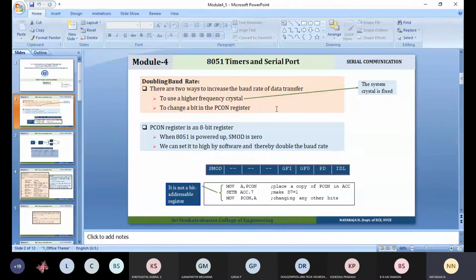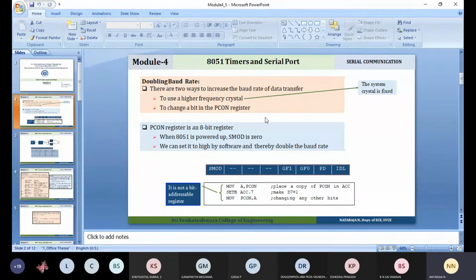Equivalent to that, we would get another system configuration. In order to change the frequency, we would use some other frequency to map with respect to that. It is possible, but cost-wise it is a disadvantage. So we go for software. We double the baud rate by making use of software. We change one bit in the PCON register, and by that software means, we increase the baud rate.